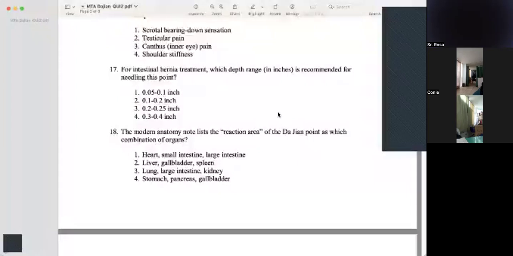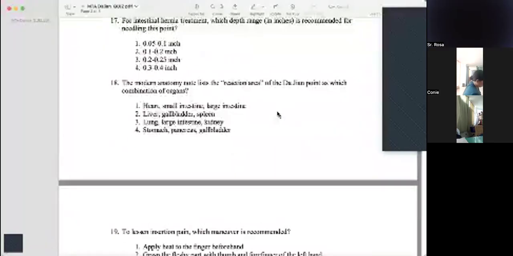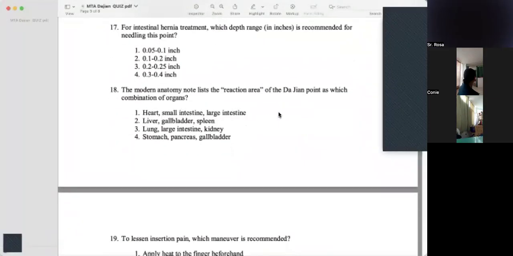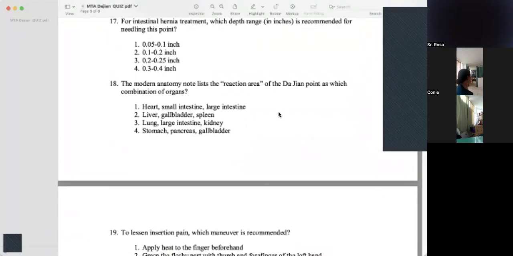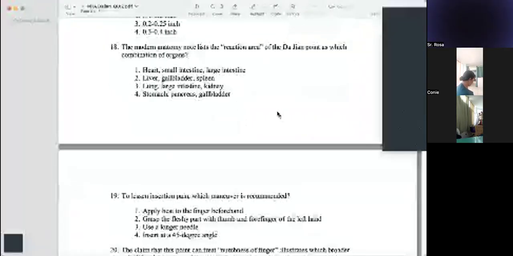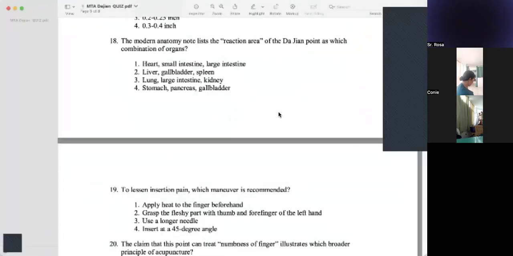Number 3. 0.2 to 0.25. 0.3 is too deep naman. Basta pag heart lang, 0.1 to 0.2, no? The modern anatomy note lists the reaction area of the Dajian point as which combination of organs? Number 1. Heart, small intestine, large intestine.